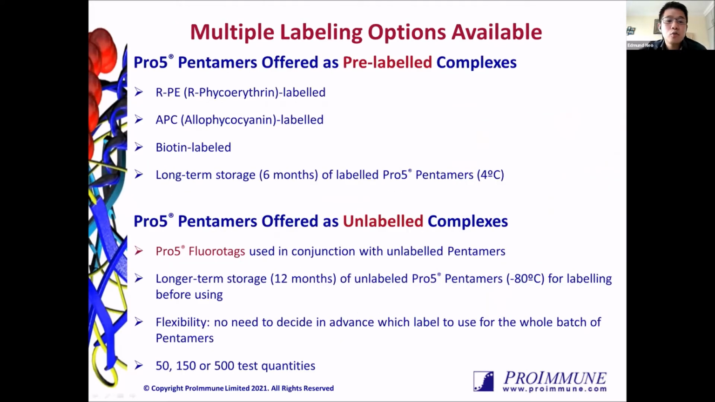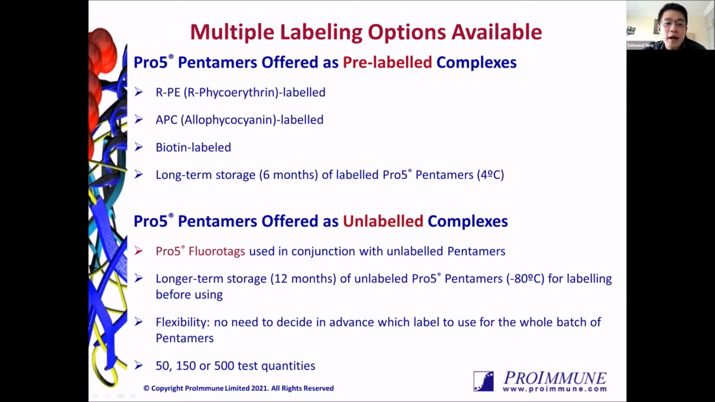So we offer the pentamers in the pre-labeled option that comes in the RPE, APC, or biotin, which has a long-term storage of 6 months at 4 degrees Celsius. We can also provide the pentamers in the unlabeled format, which the Pro5 fluorotext will be provided separately for you to perform the conjugation before the usage.